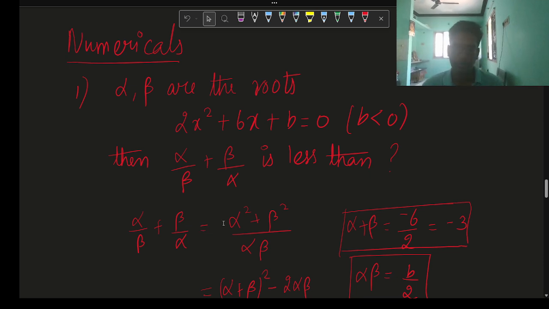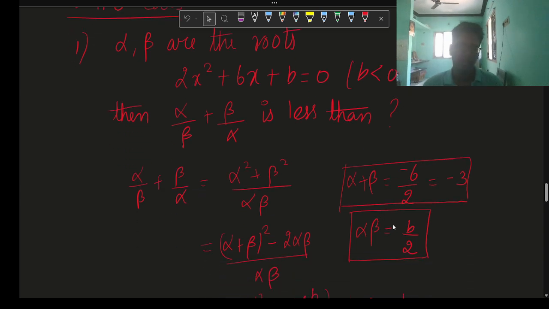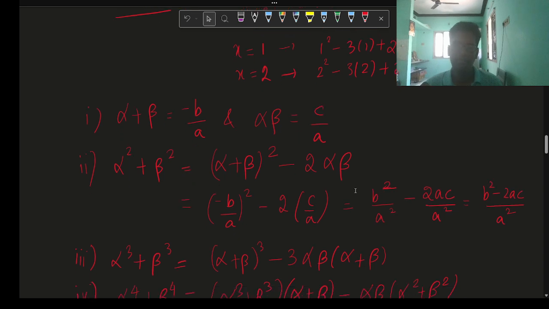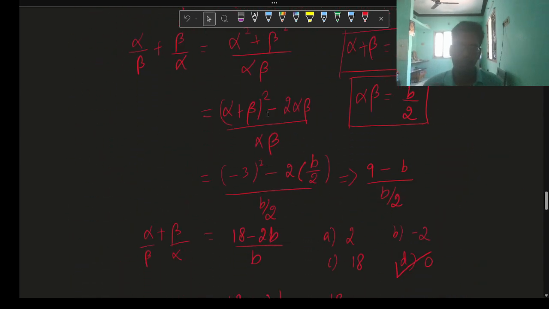Okay. We all know alpha plus beta is equal to minus b by a, so minus 6 divided by 2, which is minus 3. And alpha beta is equal to c by a, which is b by 2. And I am just substituting this. Now alpha square plus beta square can be expanded as alpha plus beta the whole square minus 2 alpha beta, divided by alpha beta. Alpha plus beta the whole square is minus 3 the whole square minus 2 of b divided by 2, which means 9 minus b, divided by alpha beta, which is b by 2.